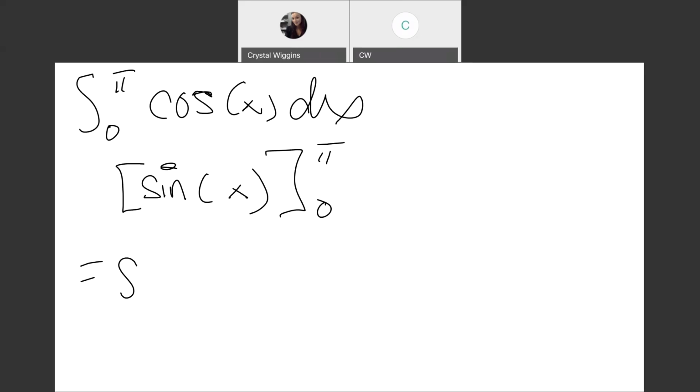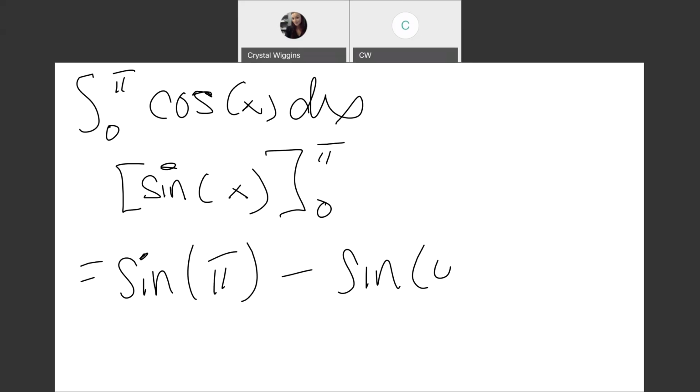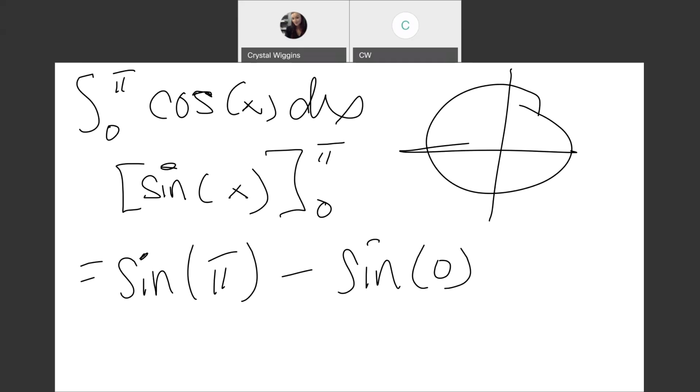So we put pi in the upper limit first. So we evaluate sine of pi minus evaluating sine of 0. So if you think about our unit circle, here's 0, here's pi over 2, here's pi all the way to the left, here's 3 pi over 2, and 0 is the same thing as 2 pi, the beginning of the circle. Beginning, end of the circle, same thing.